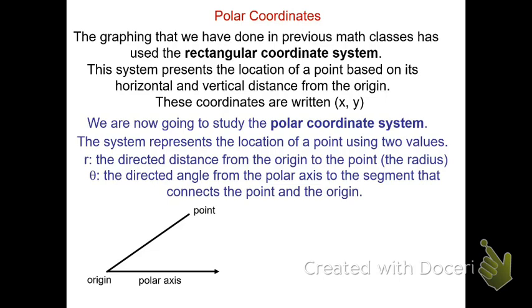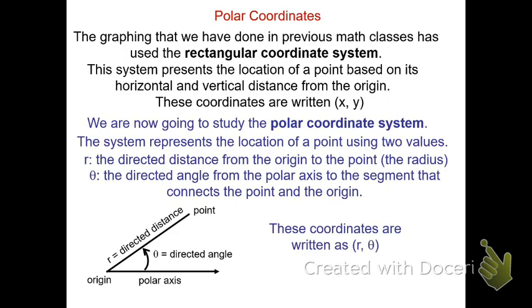Here we have some point. The directed distance is the distance that is directly from the origin to the point. So that's going to be our r value. And then from the polar axis, rotating up to that segment that connects the origin to the point, that is going to be the directed angle. We'll plot these points using both the r and the theta. So in the polar system, we'll use coordinates r, theta. Now keep in mind that positive angles are going to be in the counterclockwise direction, just like everything else we've always done. Counterclockwise will be a positive angle.